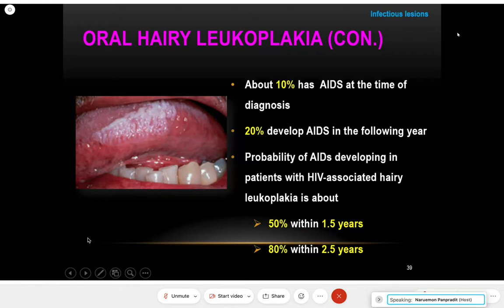Some reports said about 10% of patients already had AIDS at the time of diagnosis. When they see the oral hairy leukoplakia and check the patient's health status, 10% of the cases are already in the AIDS state. And 20% develop AIDS in the following year, 50% within 1.5 years, and 80% within 2.5 years. That means the status of the patient is not so strong. So it's very important that you can notice the lesion at the lateral border of the tongue and think about oral hairy leukoplakia.